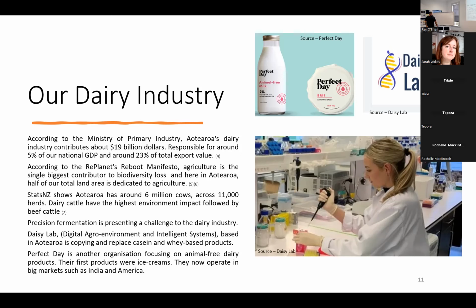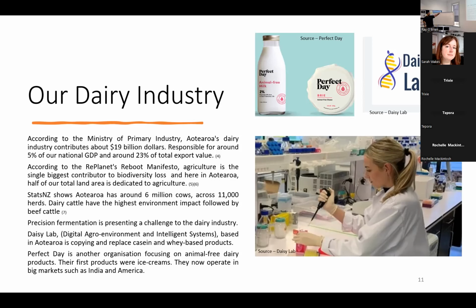New Zealand has around 6 million cows, 11,000 herds. Dairy cattle have the highest environmental impact, followed by beef cattle. Precision fermentation is the thing that's really challenging that. So this is the one where Daisy Lab, the Digital Agro Environmental and Intelligence System with a Y and lab added at the end, SMART. They're a startup in New Zealand that are doing a lot of research and development for our New Zealand market in terms of replacing casein and whey-based products. There are other organisations around the world, but Daisy are leading things in New Zealand.